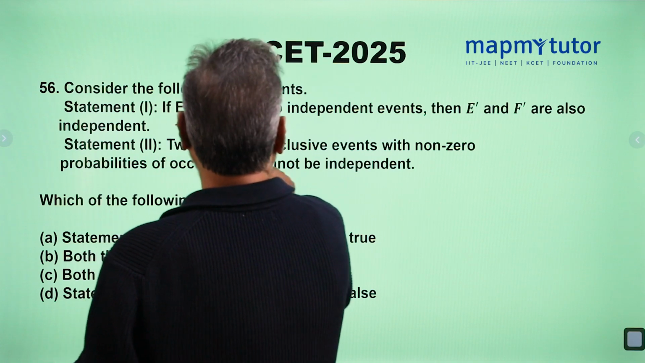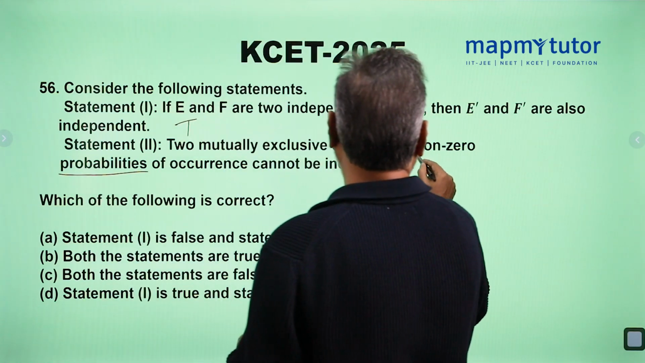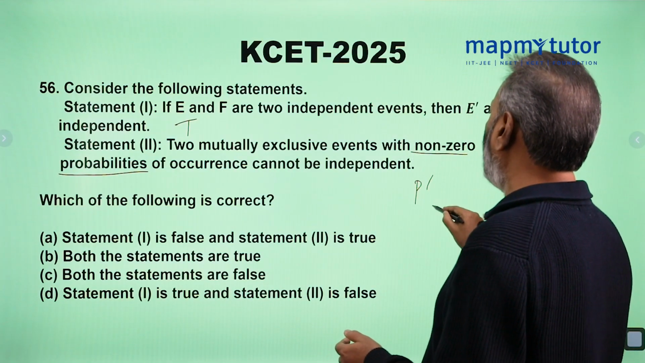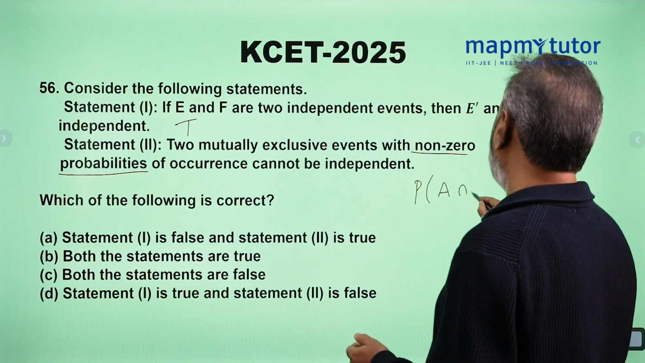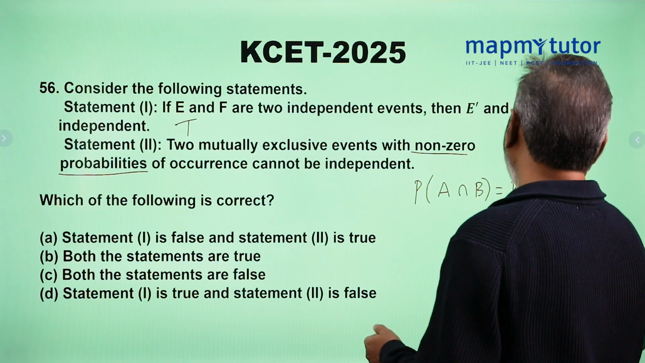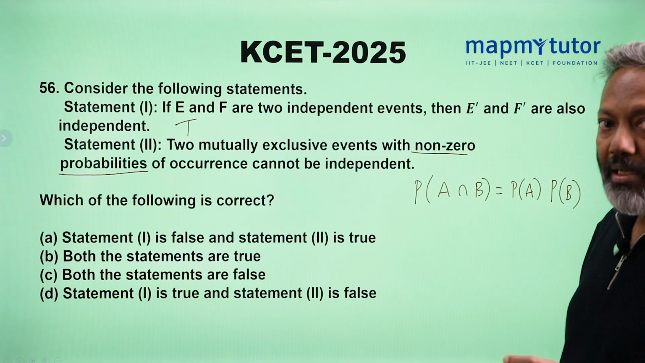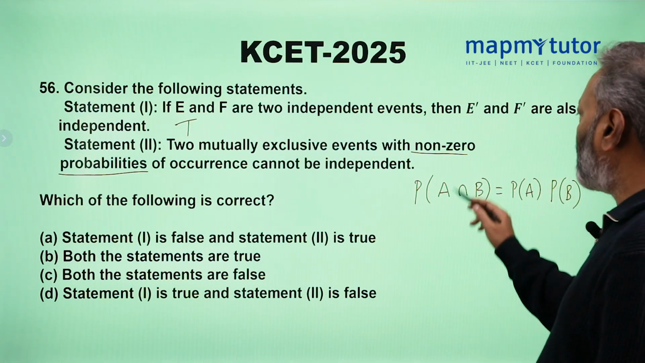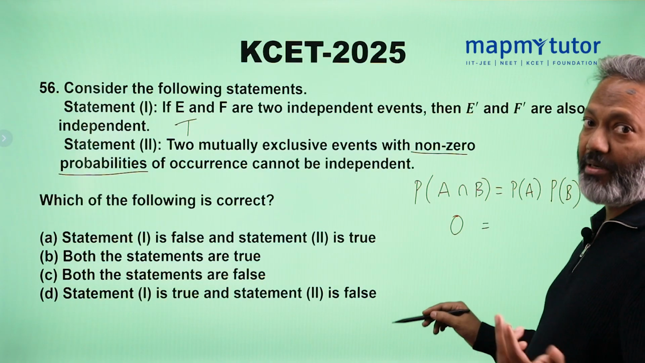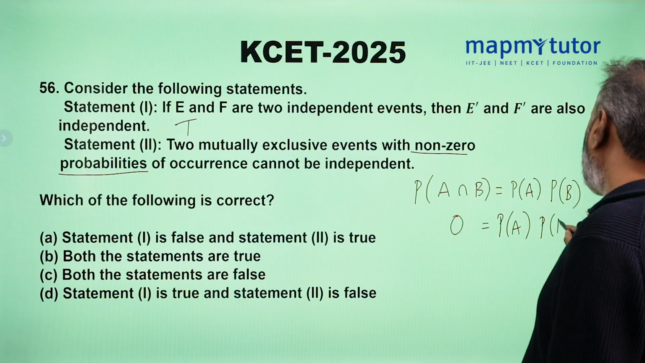Statement 2. Two mutually exclusive events with non-zero probabilities of occurrence can never be independent. What is the condition for independent events? Let us see. P of A intersection B must be equal to P of A into P of B. This is the condition to call A and B independent. Suppose they are mutually exclusive, this is 0 because there are no common elements. So, P of A into P of B must be 0.